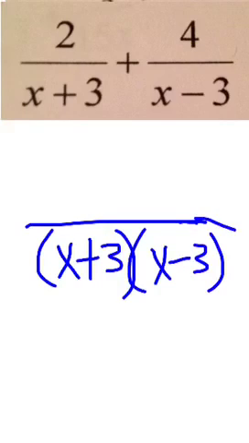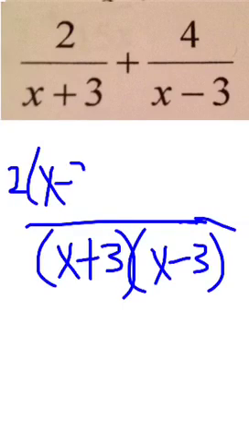Now to figure out what to multiply the numerators by, you compare each denominator with the common denominator to see what is missing. The first denominator, x plus 3, in order to make it a common denominator, you would have to multiply it by x minus 3. Whatever you do to the denominator, you have to do the same thing to the numerator. So we would need to multiply that 2 up there also by x minus 3.